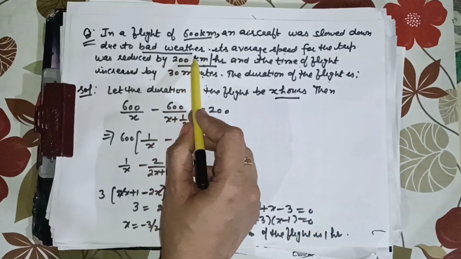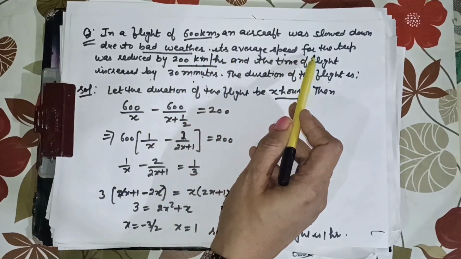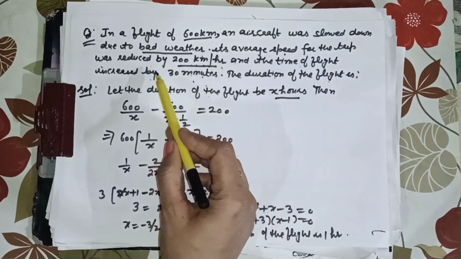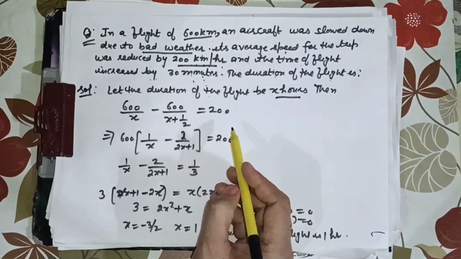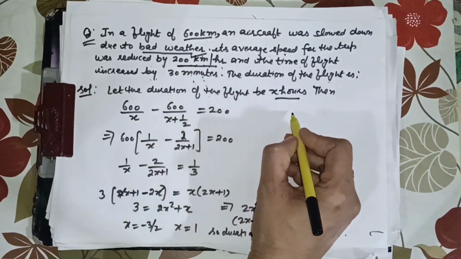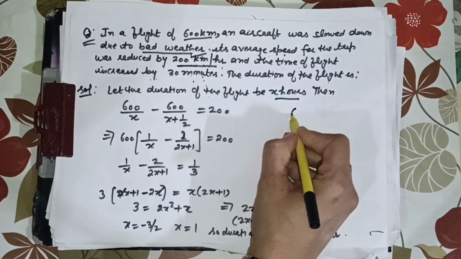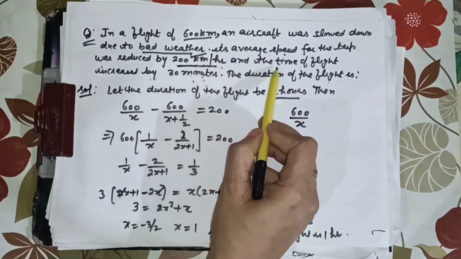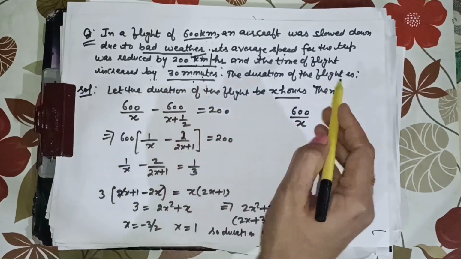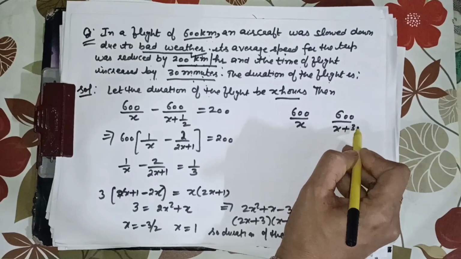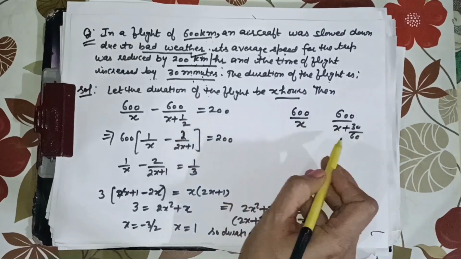The aircraft was slowed down due to bad weather. Its average speed for the trip was reduced by 200 kilometers per hour, and the time of flight increased by 30 minutes. We have to compare with the speed. So the formula of speed is distance over time. We first take the normal, that is 600 over x, and when the time of flight is increased by 30 minutes, this will be x plus 30 minutes. We can take 30 over 60, that means 1 over 2.